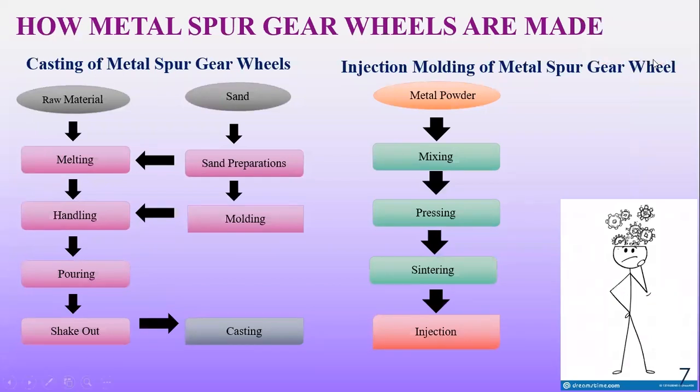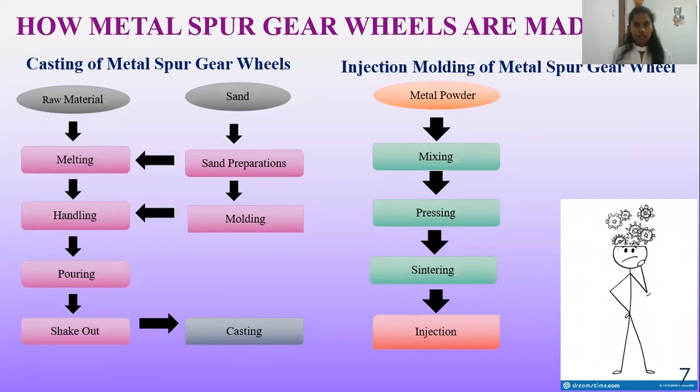In this slide, we are going to talk about how Metaspore gears are made. Here, we are going to talk about two methods. They are casting of Metaspore gears and injection molding of Metaspore gears. When we take casting of Metaspore gears, as shown in the flow diagram, here we use a sand structure to create the shape of the Metaspore gear. After several steps, we can make the Metaspore gear. The steps are given in the first flow chart.